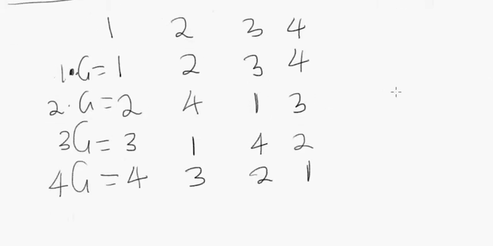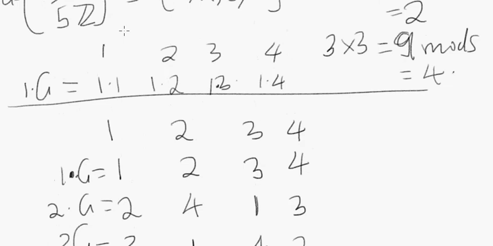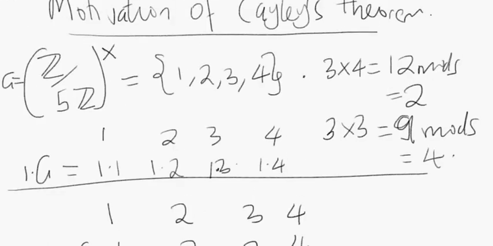Now notice something here. 1G is just the group. Remember, the group consists of the elements 1, 2, 3, 4. Those were the elements of the group.